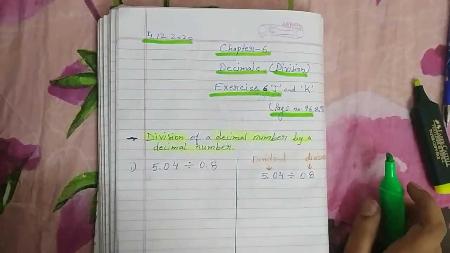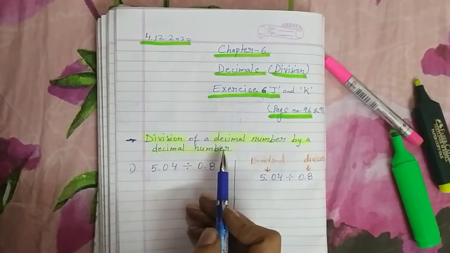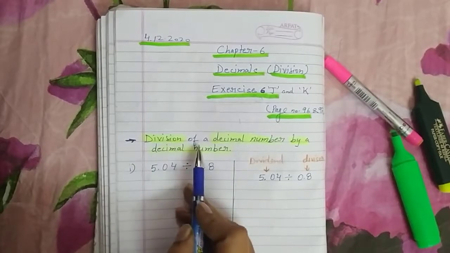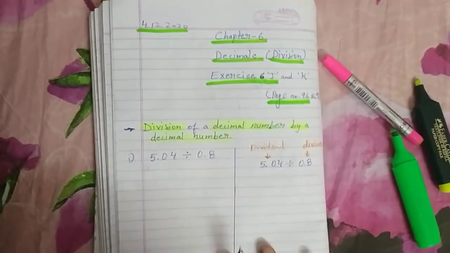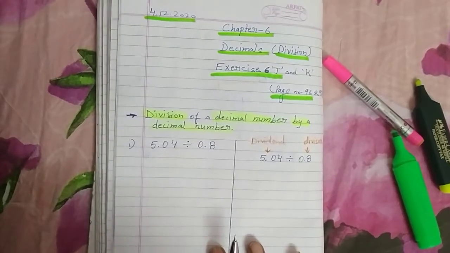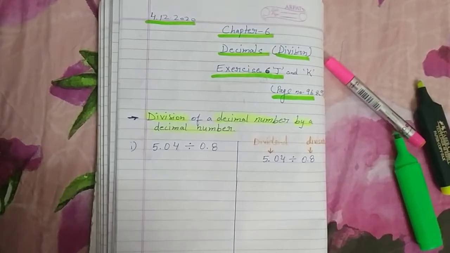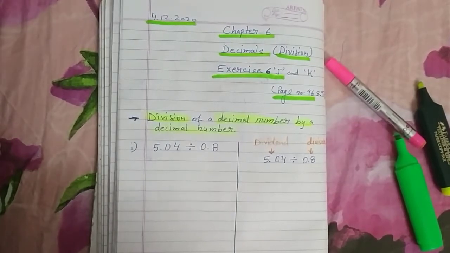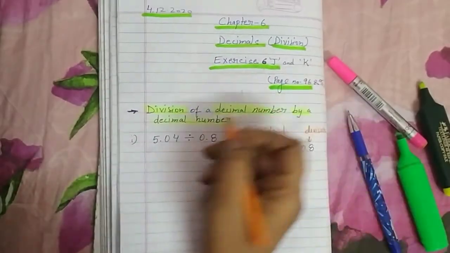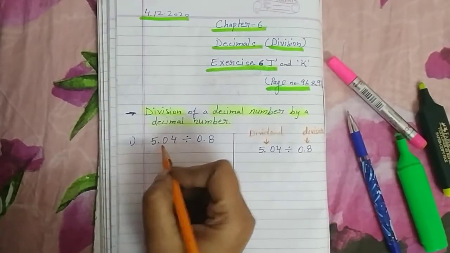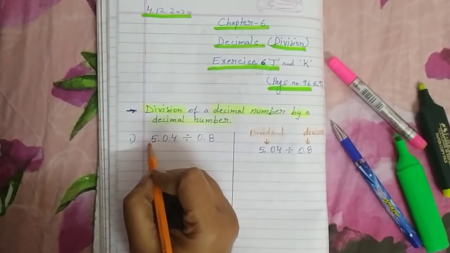Okay, children, today we are going to learn division of a decimal number by a decimal number. Till now we have done division where dividend is a decimal number and divisor is a counting number, that is whole number. Now we are going to learn to divide decimal number by decimal number only. So what does it mean?